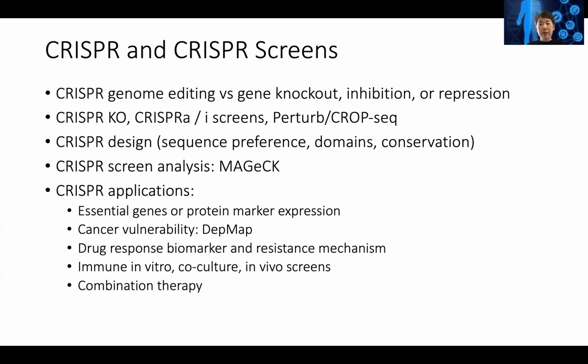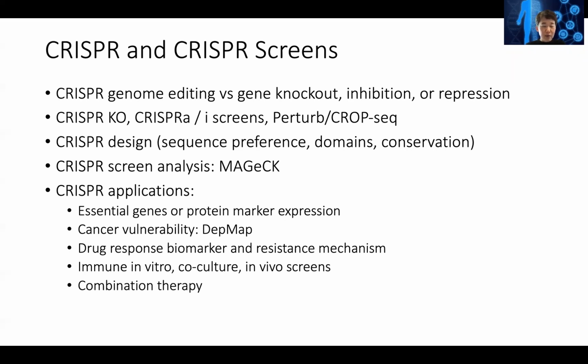And we talked about different computational approaches here. One is for designing CRISPR to make the cut efficient and not off-target. So there are sequence preferences, and you also try to target the functional domains of the gene and those conserved regions in the gene, which will give you a more efficient CRISPR guide design. And for CRISPR screen analysis, in the homework, you are trying the MAGeCK algorithm.